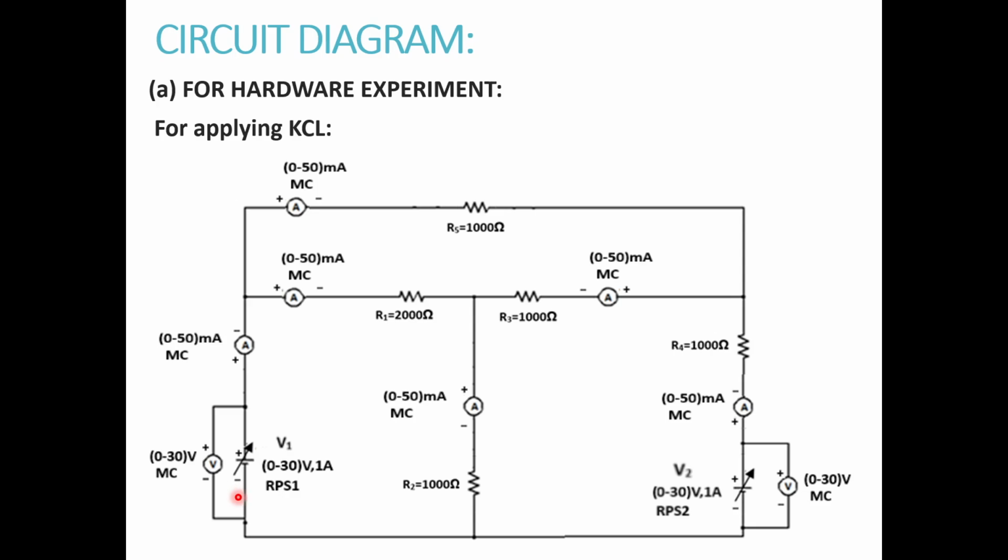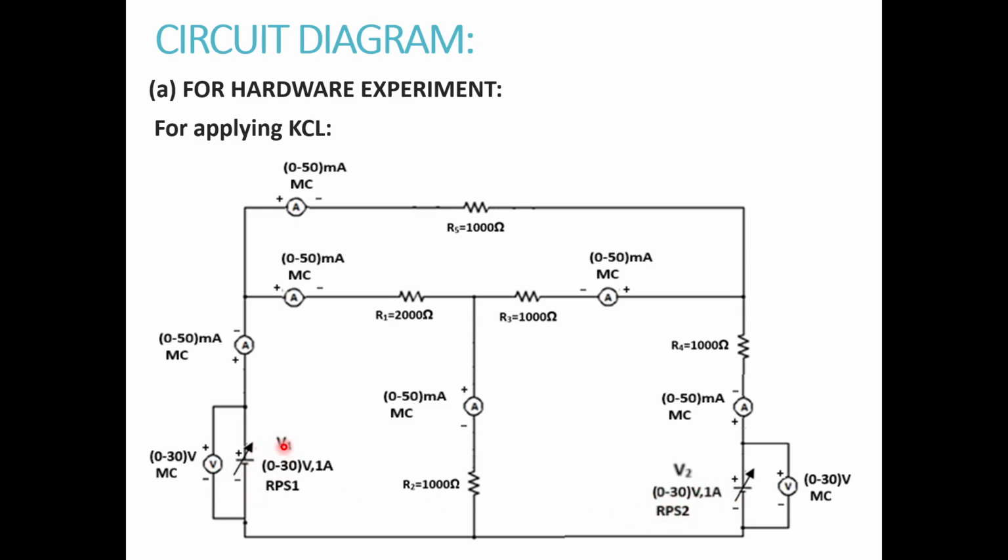Okay, this is our regulated power supply 1. Another regulated power supply is there. This is it. So regulated power supply 2, RPS 2, RPS 1. The range of the RPS that we require is, the voltage range is 0 to 30 volts, 1 ampere. Similarly, RPS 2 range is 0 to 30 volts, 1 ampere.